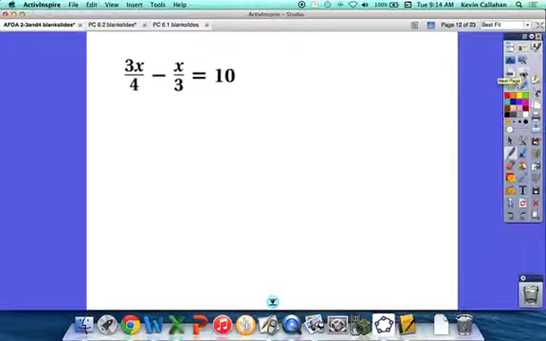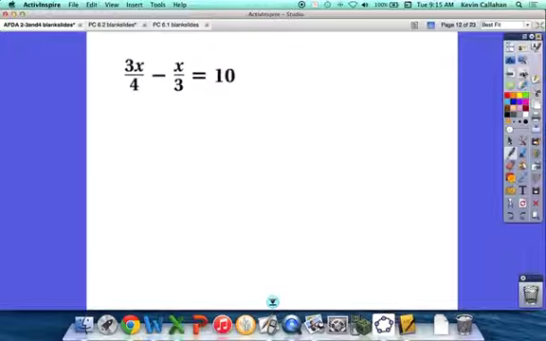Okay, now this is a special kind of problem now. Are those like terms? Is 3x over 4 a like term with x over 3? Do they have the same variables? Are they raised to the same powers? Yes. So those are like terms.